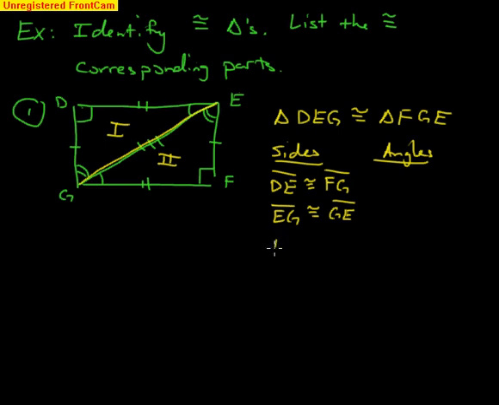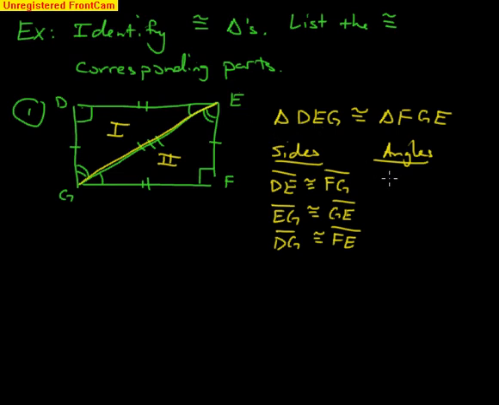And then lastly, we have DG. DG is this side right here. DG is congruent to FE. Okay? So DG down here, FE up here. There's the congruent sides. Now the angles, since these triangles touch, we need to use three letters. Okay? We have to use three letters.